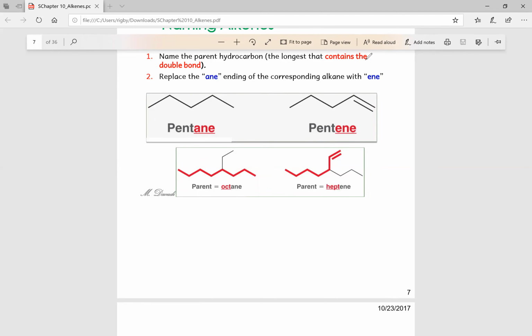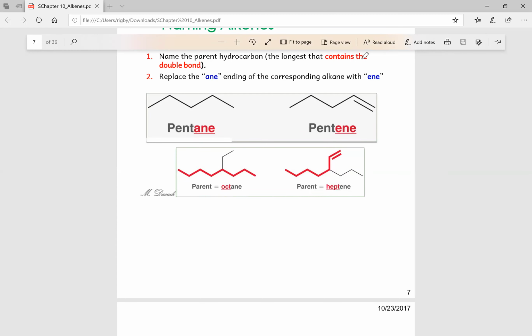Because when we're naming an alkene, we want to give the longest chain that includes the double bond to be the parent chain, rather than the longest chain overall. So we can see here in this first example, without any double bonds, the parent chain is octane. And now with nothing else changed except we added a double bond to the shorter carbon chain, that parent chain changed from octane to heptene. Technically, yes, this octane chain here is still the longest continuous carbon chain. However, since it does not include that double bond, we do not consider it our parent chain.